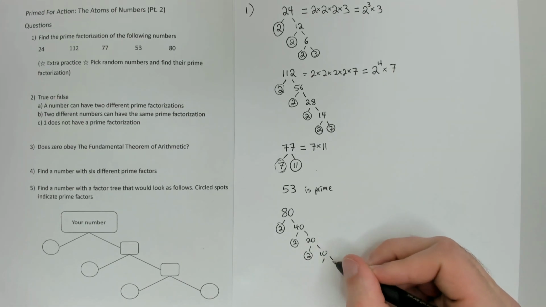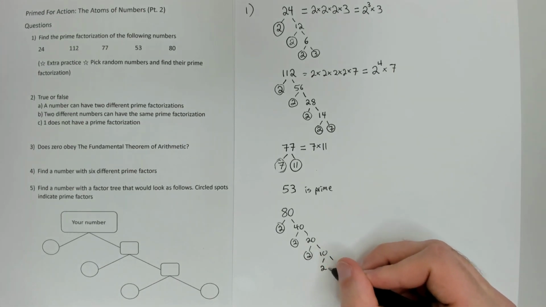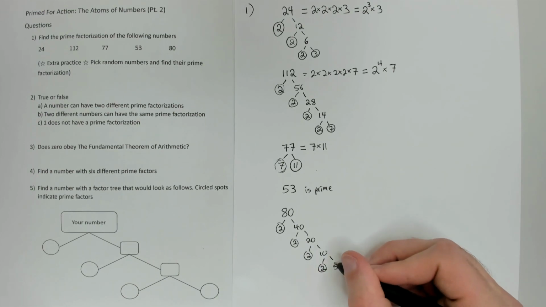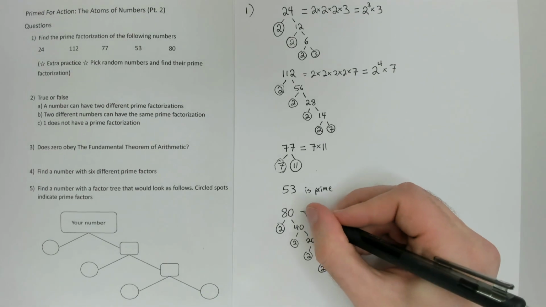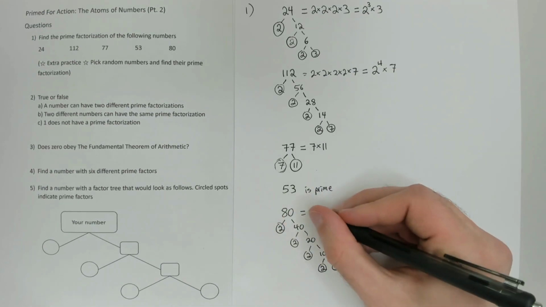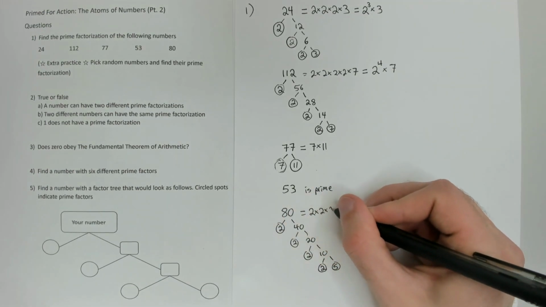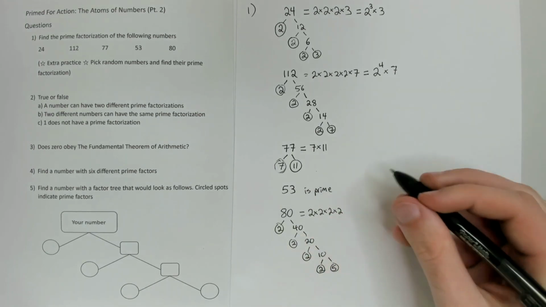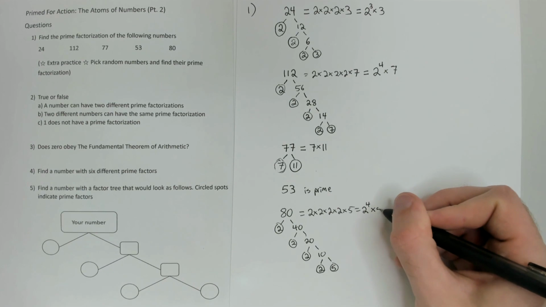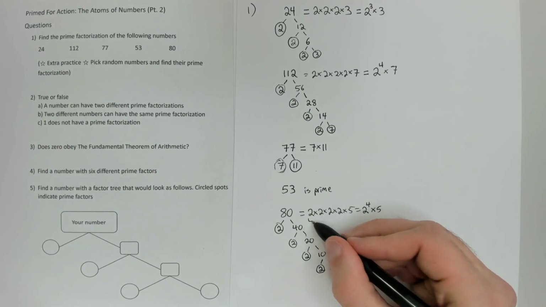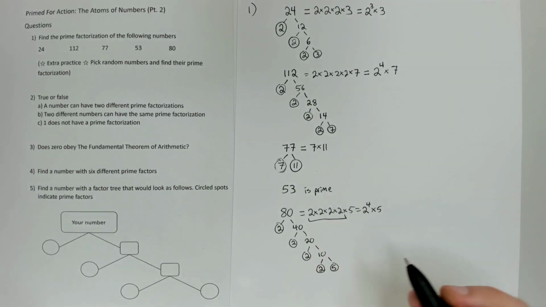And then we just keep going. How about 10? Well, 10 can be split up into 2 times 5, right? And 2 times 5, 2 is a prime number, 5 is a prime number, so we have our prime factorization of 80, which is going to be 2 times 2 times 2 times 2, so we get 2 4 times, times 5. So this is going to be 2 to the 4th power times 5, 2 to the 4th power because we have 2 multiplying by itself 4 times. So that is the prime factorization of 80.